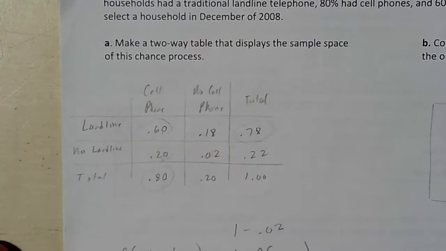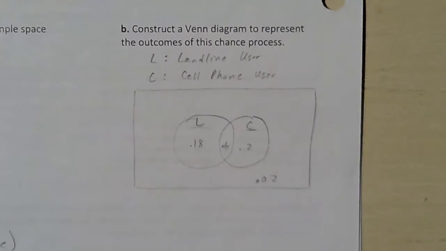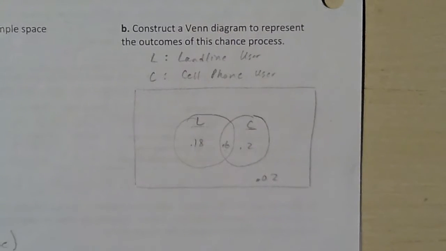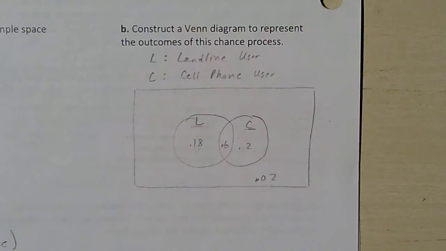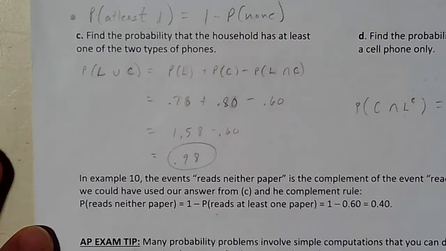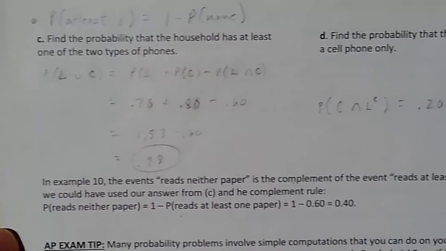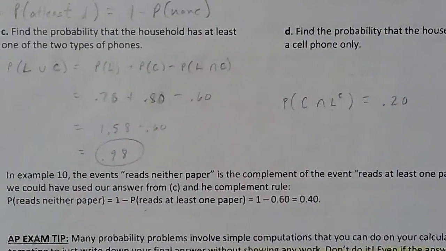Okay, here's the two-way table. Here's B, the Venn diagram. That's at 0.6 if you can't see it. C. And D.